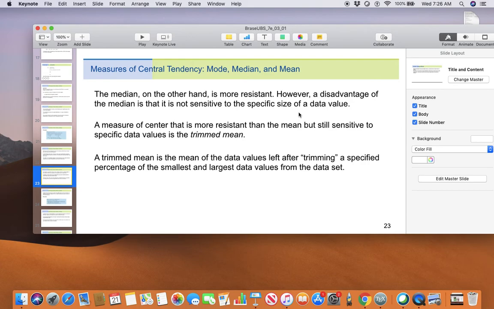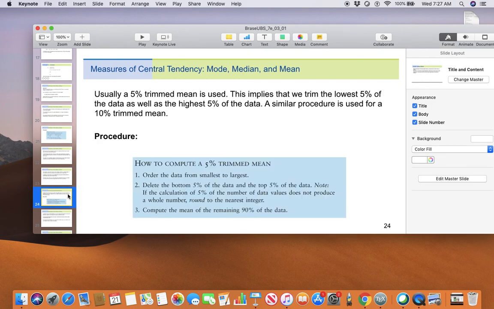Okay, a measure of center that is more resistant than the mean but still sensitive to specific data values is the trimmed mean. A trimmed mean is the mean of the data values left after trimming a specific percentage of the smallest and largest data values. So you still want a mean, but you don't want the extreme values, very high or very low. So you need to trim off some of those. We'll come to the trimmed mean in our next video. Until then.